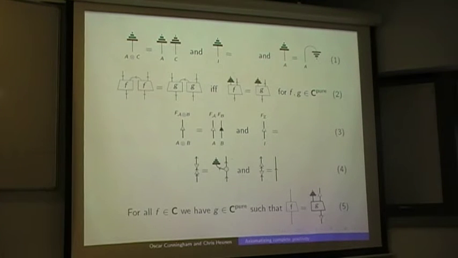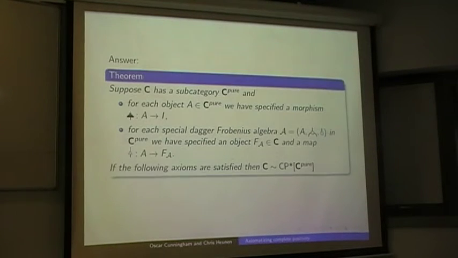Sorry, in the case of the C star algebras, what would F sub A typically be? So A is a... So F of A is a, yeah, what's the, run through that example?